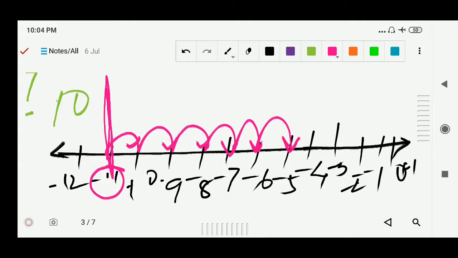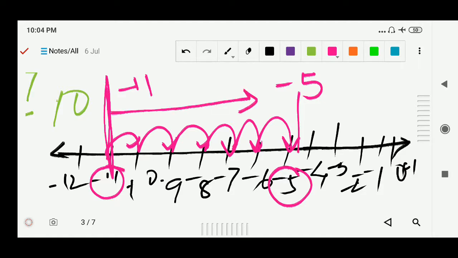So now where have we reached? On minus 5. It was minus 11 and now we reach minus 5. So that is your answer. What is the answer? Minus 5. Okay, so on this number line you can do it.